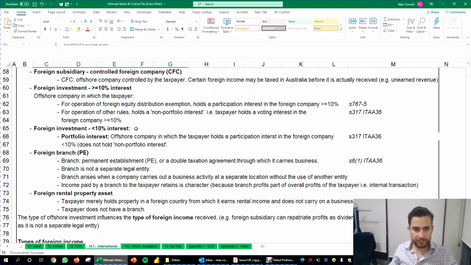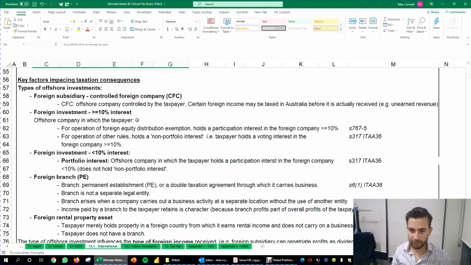Okay, so here's when it starts to get tricky, and this is probably one of the more confusing chapters in all of the tax module, is talking about all of the different types of situations in a foreign tax environment and the different implications of each. So first of all, let's just get an understanding as to what each of these definitions mean.